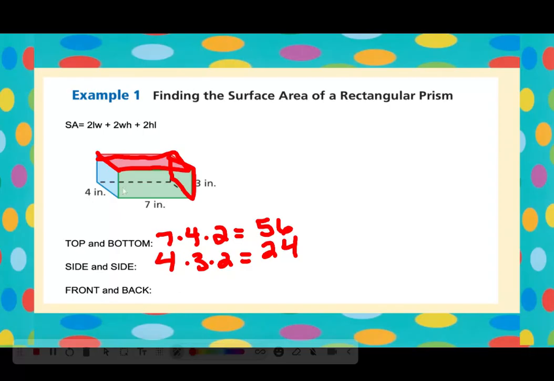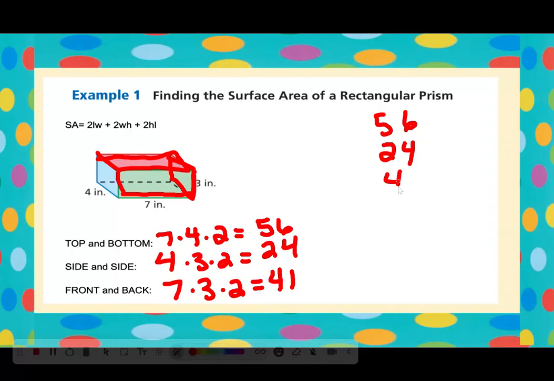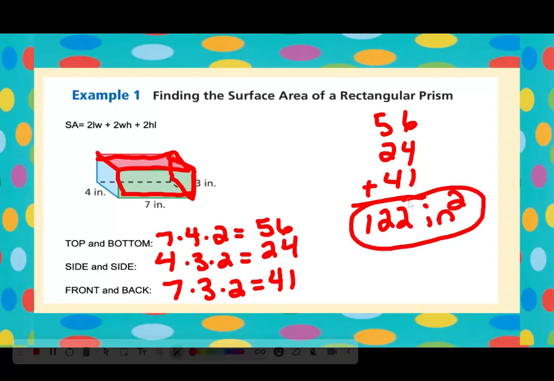And then we have a front and a back. 7 times 3 times 2 is 42. And then we just add all of these together, and that'll give us our sum. So if we were gift wrapping this box, or painting the outside of this box, we would need 122 inches squared of gift wrap or paint, whatever it is. Okay? Great job.